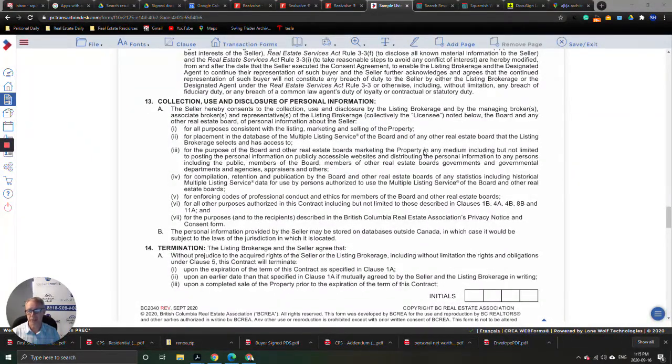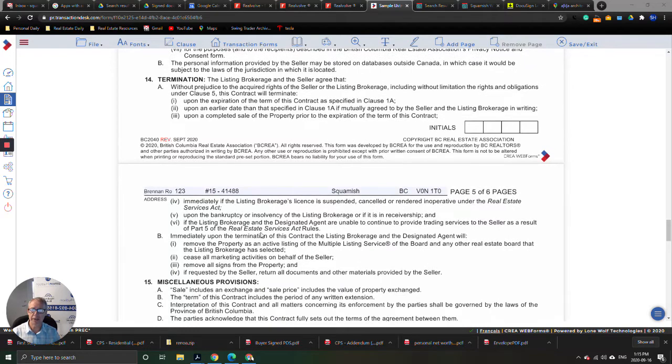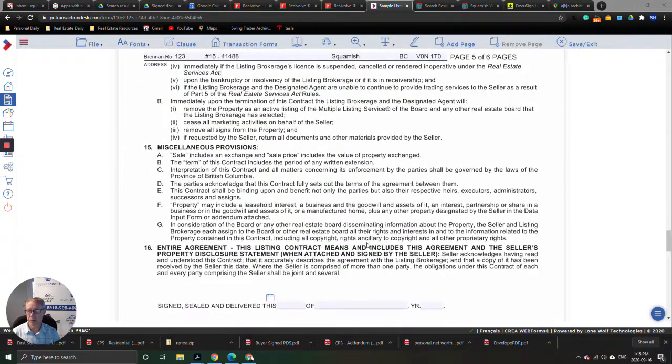Collection and use of personal information. This is the Privacy Act. We can collect your information. We keep it for a period of time, but we're not allowed to disclose it to anybody or give it to anybody for their use for marketing purposes or anything like that. Pretty straightforward. Termination of the contract. This section is quite irrelevant to any of my clients because I will offer you an unconditional release at any time if you wish to cancel the listing. I don't have a problem with that. It's pretty simple and straightforward.